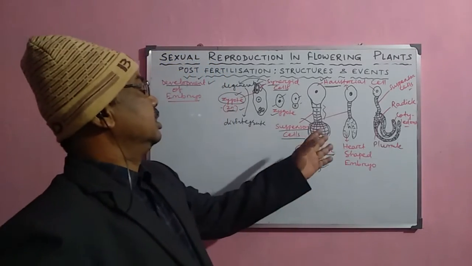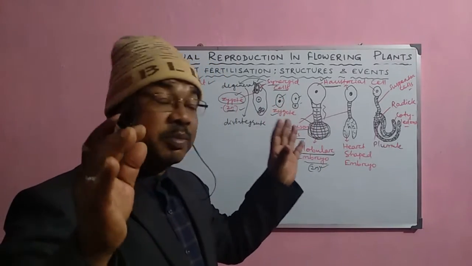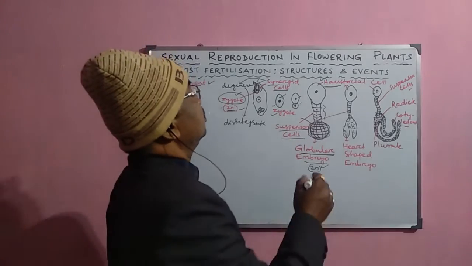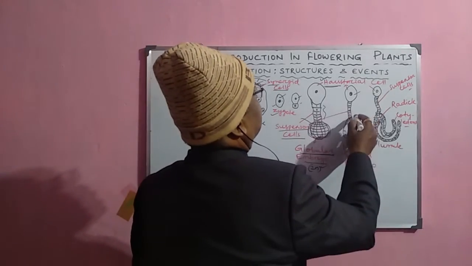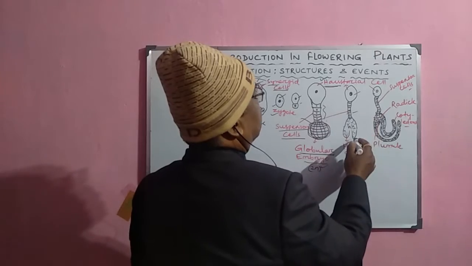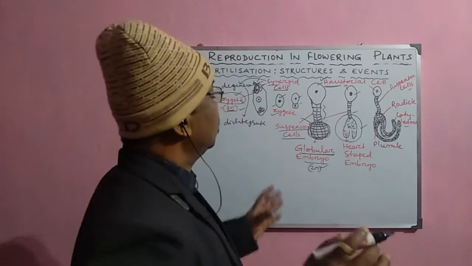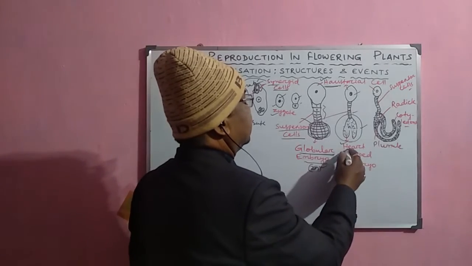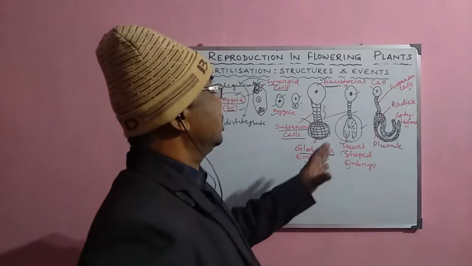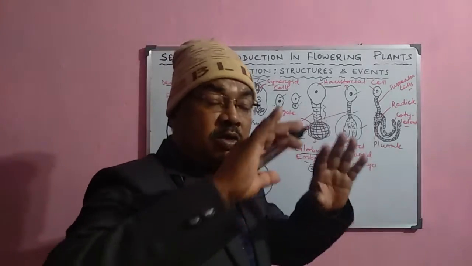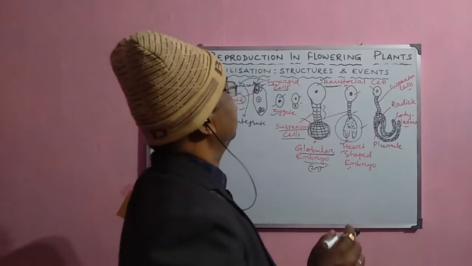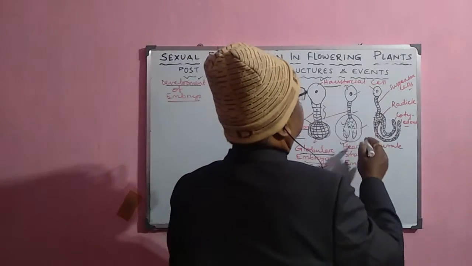Now after that, the shape of the embryo changes. The suspensor cells remain here, but the structure of the embryo changes into a heart-shaped embryo. The shape of the embryo is just like the heart of a human being, that is why it is called heart-shaped embryo.